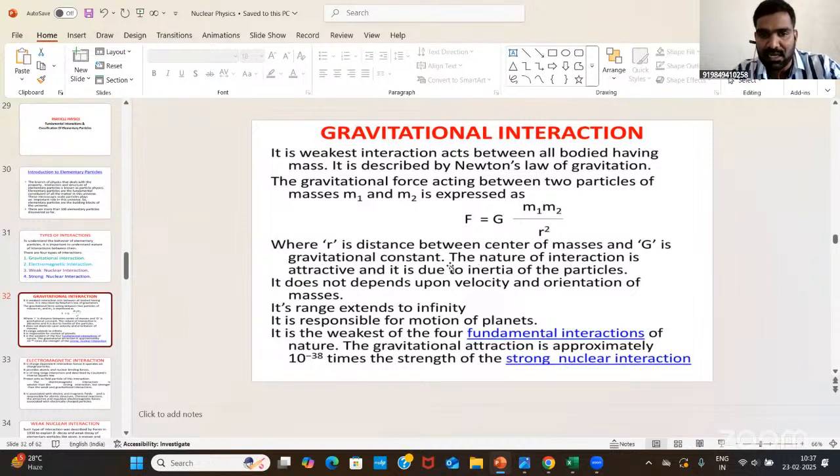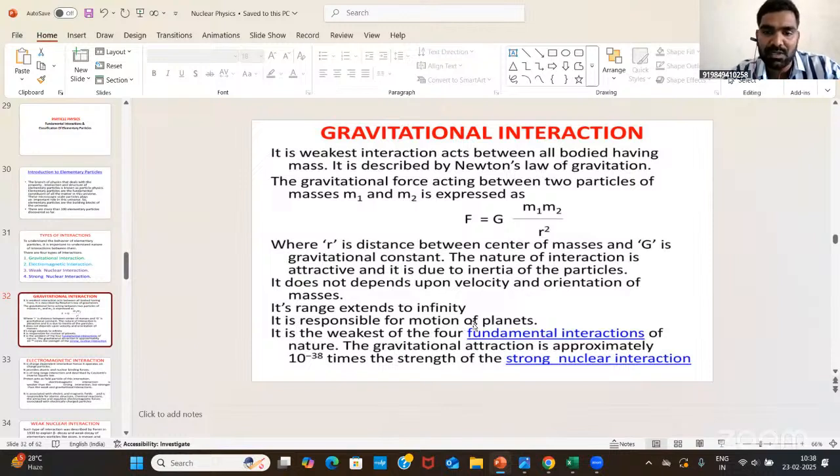The nature of the interaction is attractive and is due to the inertia of the particles. Here the gravitational interaction is attractive in nature, and it is the weakest interaction. It doesn't depend upon the velocity and orientation of the masses. Its range extends to infinity. So the range of gravitational interaction extends to infinity.